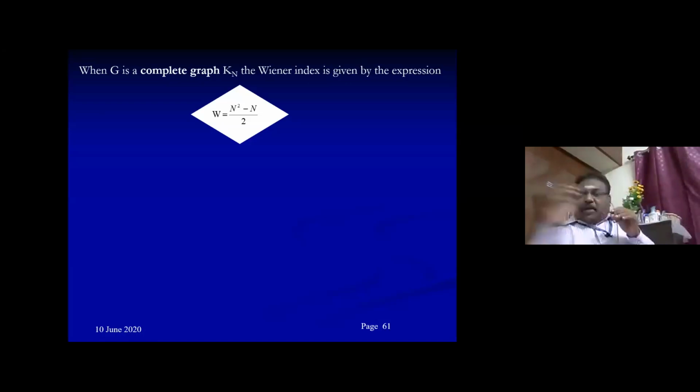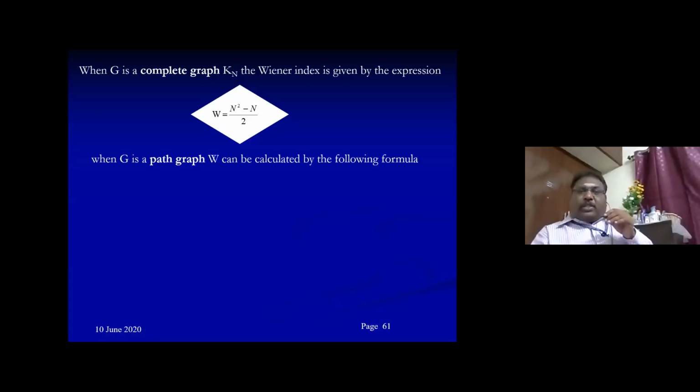Fine. Now, let G be a path graph. I want my figure there. Fine.